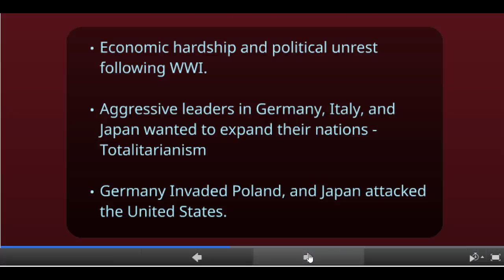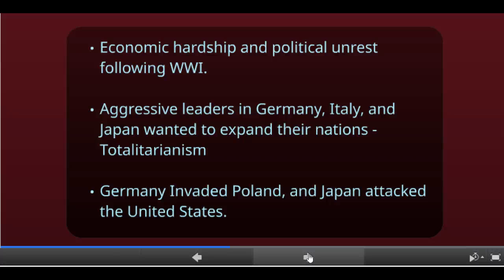Economic hardship and political unrest following World War I. Basically, Germany was required to pay war reparations that they were not going to be able to repay. And so, because of this, Germany and its allies were put in a very hard place economically and politically.